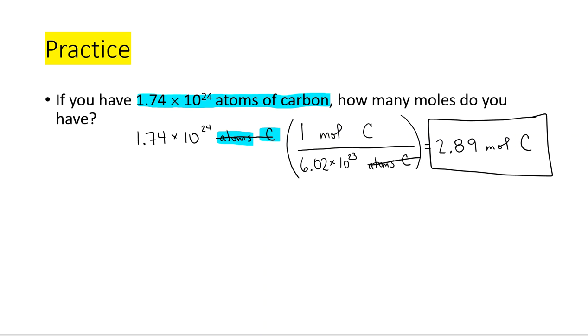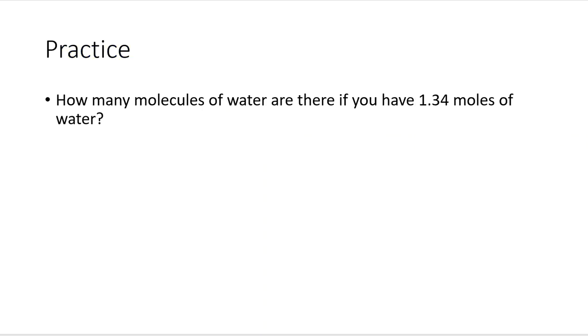Of course, you can use Avogadro's number sort of upside down too. So 6.02 times 10 to the 23rd is on the bottom, but there's no reason that you can't have it on the top. So that kind of question looks like this: how many molecules of water, that's what our answer is going to be in, if we have 1.34 moles of water? So very straightforward dimensional analysis.